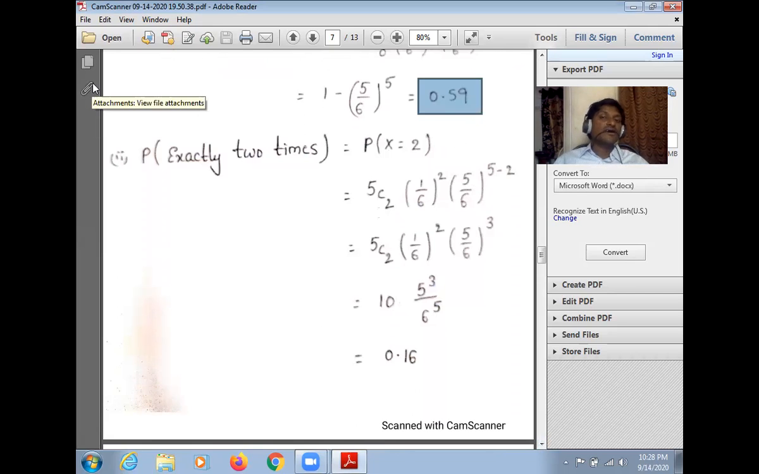At least, so there they mentioned 1. So we may choose at least 2, at least 3, at least 4, at least 5. So like that you can mention anywhere. Okay. Next, here it is.